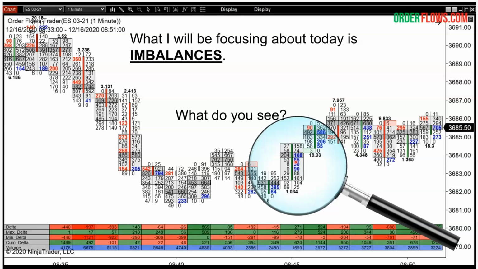I'm not going to talk about delta today. I'm going to be talking about imbalances. So what do you see in these bars here? You have 3 green bars off this low here, off the swing low. You got a bar with 2 buying imbalances, a bar with 1, 2, 3, 4 buying imbalances, another bar with 1, 2, 3 buying imbalances.